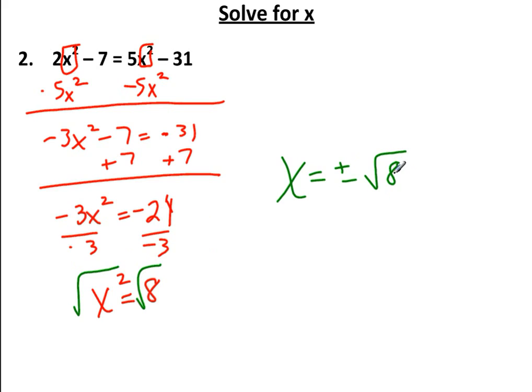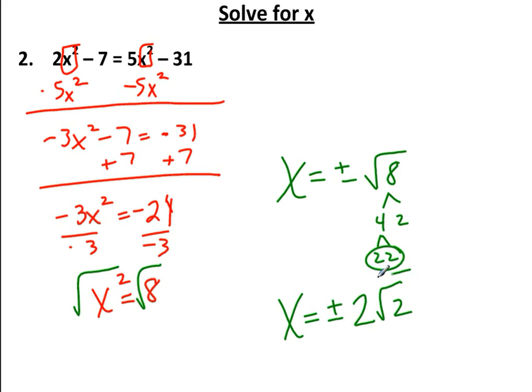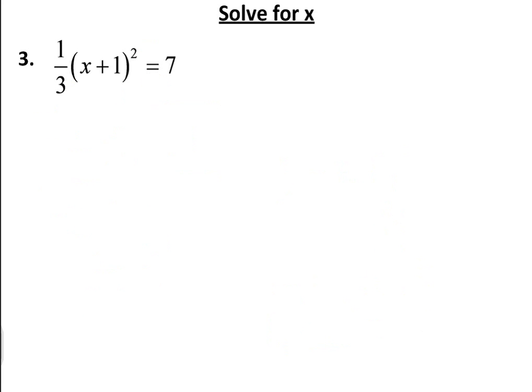8 is not a perfect square, which means I can't break it down where I don't have a square root left. But I can break down 8 to 4 times 2, 2 times 2. Here's my copy. So x should equal plus or minus 2 root 2. And that would be my final answer. And we should always simplify a radical if possible. Let's look at example 3.